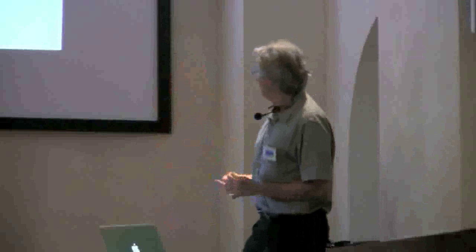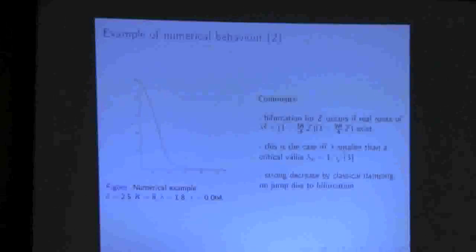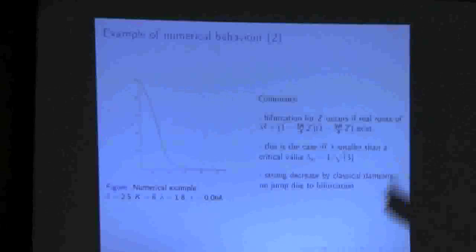It is what I have plotted here, because you see, bifurcations for Z occur if real roots exist. Here I have plotted a case where it is not so clear. In some sense, I have plotted this part of the curve. So you have this, but it is even worse. I have plotted this part of the curve because I have no bifurcation. So what I have plotted here should be something like that. I have no bifurcation.